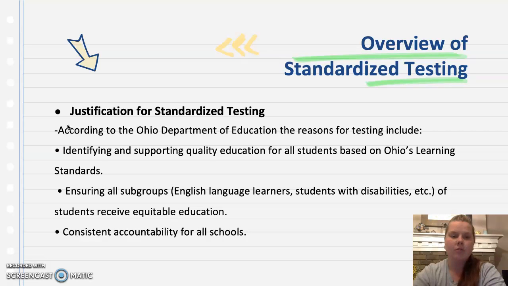Okay, so the justification for standardized testing. This information also comes from the Ohio Department of Education PDF file. It was just such a great resource to explain why we test, the different tests that we need to take, and the data that comes with it, or examples that we have. So: identifying and supporting quality education for all students based on Ohio's learning standards, ensuring all subgroups, English language learners, students with disabilities, etc., are in inclusive classrooms. These students receive equitable education and consistent accountability for all schools. So in this PDF, I explained that they break it down.